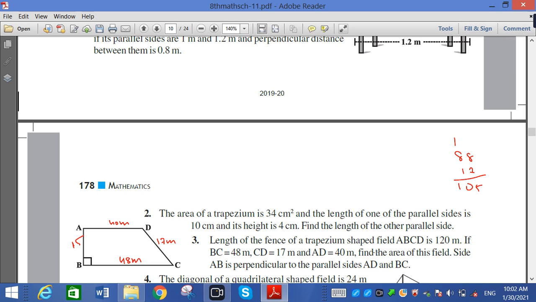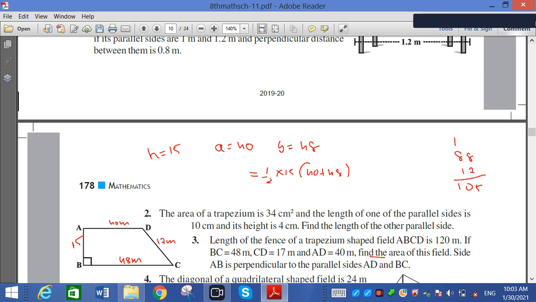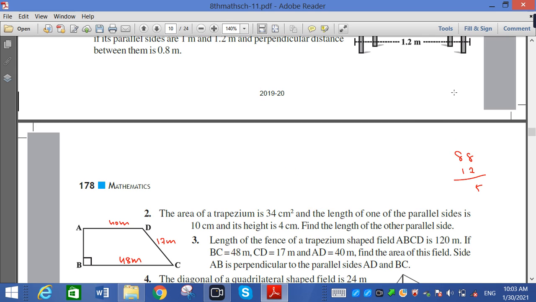Now you can find the area. Already I have given everything. So height is equal to 15. a is equal to 40. b is equal to 48. Put these in the formula for the area of a trapezium. You will get the answer. So 15 into 88 divided by 2. So 15 multiplied by 44, that is your answer. Try to solve this. Now you have to complete your 4 sums in the fair book, 11.1 and 11.2.